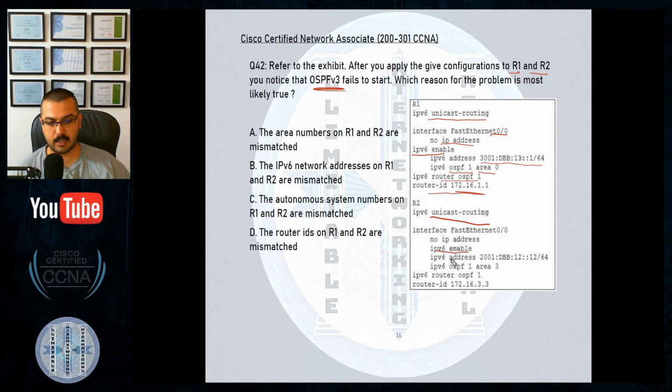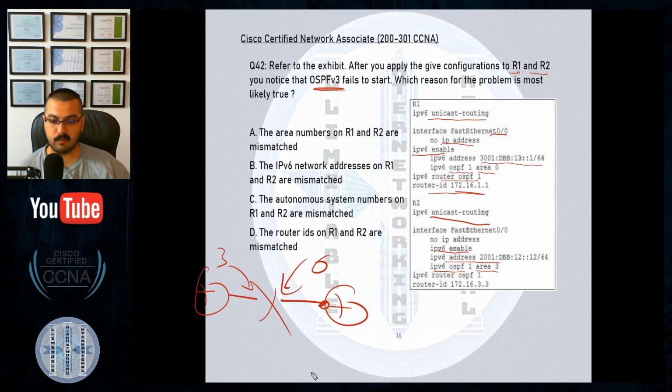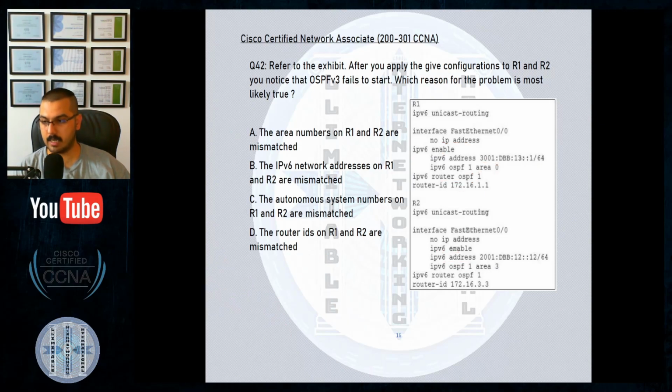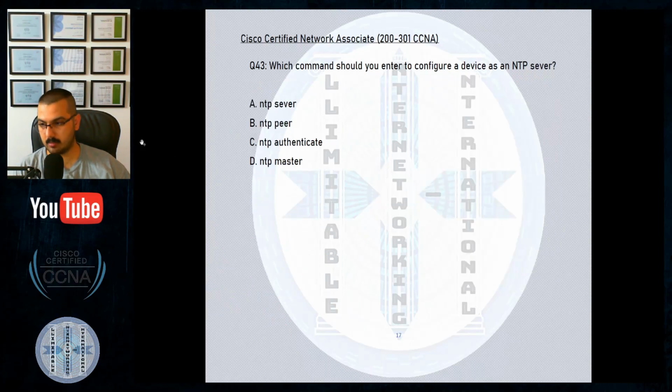IPv6 is enabled with an IPv6 address in area 3. So one router says this interface belongs to area 0, and the other says no, it belongs to area 3, and they will fight. The neighbor adjacency will not be established. So the area numbers are mismatched, as you can see. Process ID can be mismatched, but area ID must be identical.